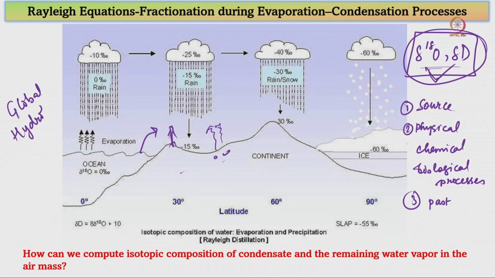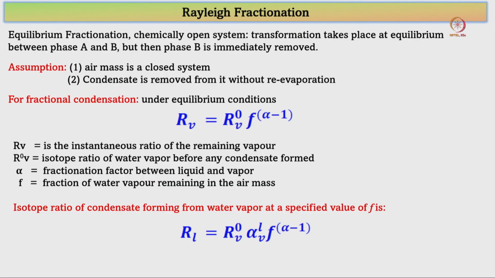So, how do we do that? There are particular equations that we can use. In this kind of fractionation, the Rayleigh fractionation, we consider that this is an equilibrium fractionation. Okay. This is the first assumption that we make. So, it is an equilibrium fractionation that is happening. Okay. It is a chemically open system, there is a transfer of mass and energy going on. Okay.